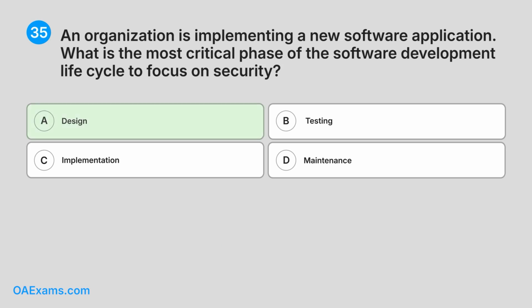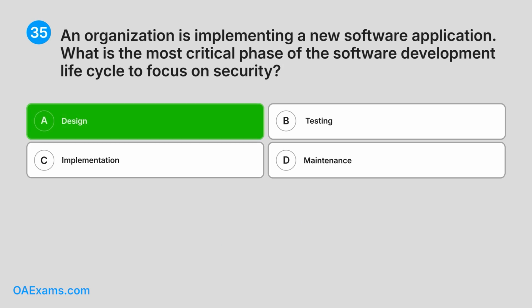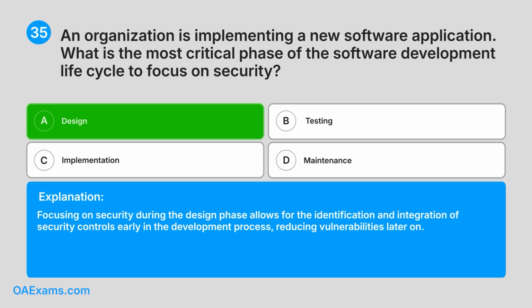Correct answer. A. Design. Explanation. Focusing on security during the design phase allows for the identification and integration of security controls early in the development process, reducing vulnerabilities later on.